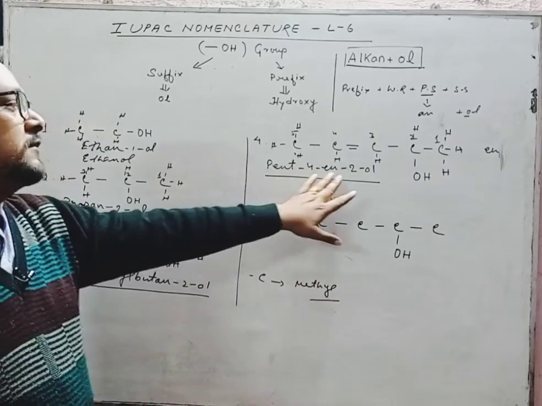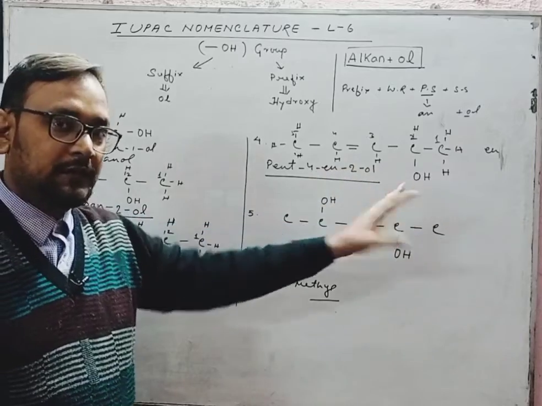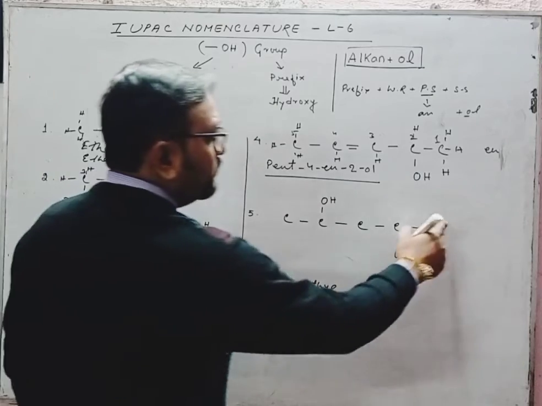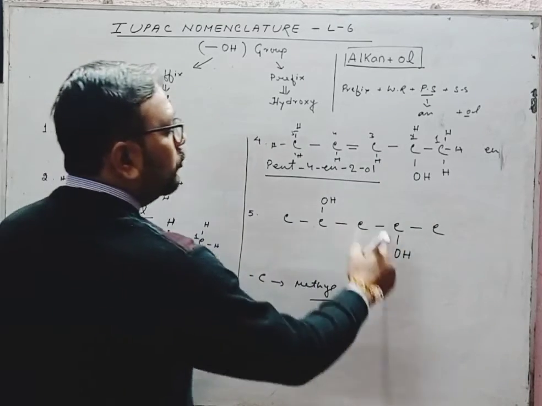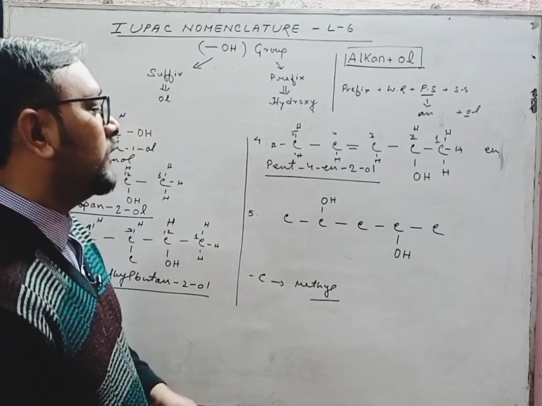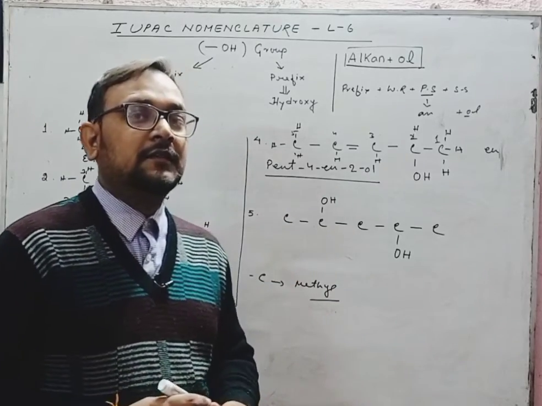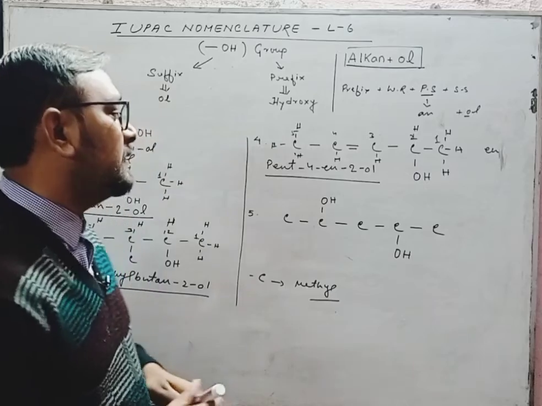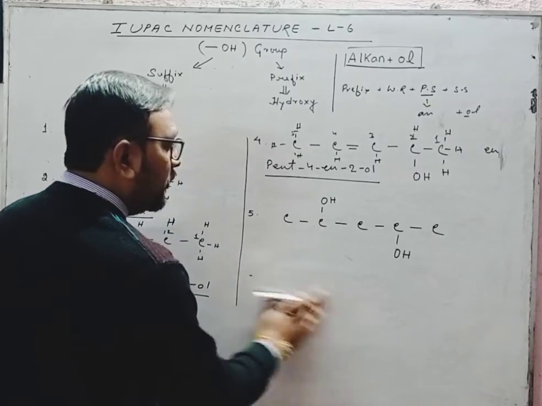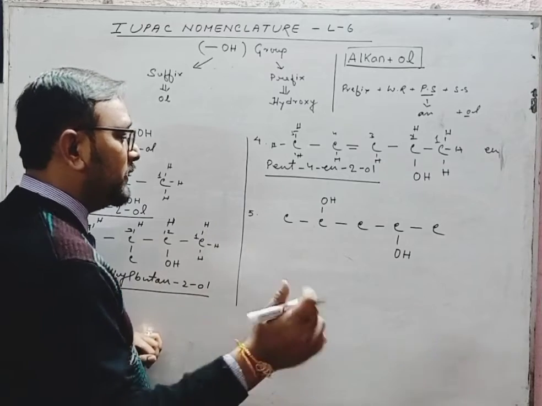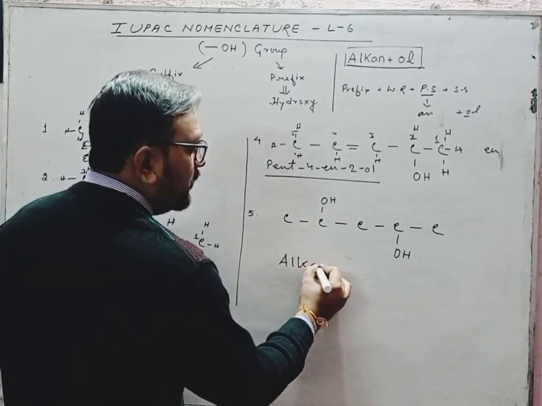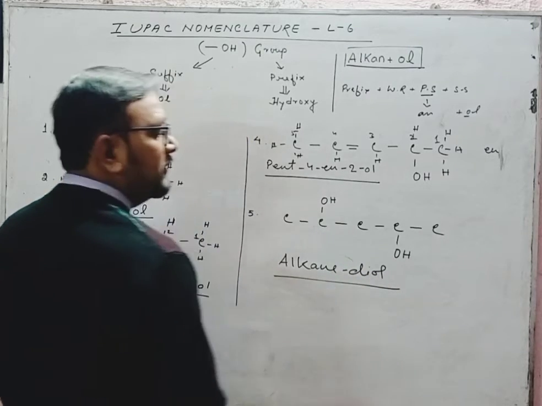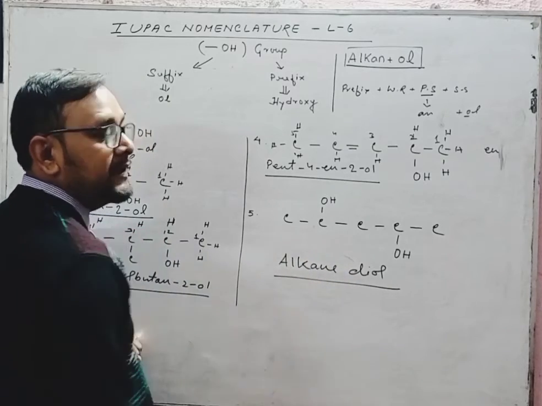Now let us discuss this last pattern. Here you can see the format en-ol; it is coming as en-ol, but I have dropped the e. Now in this case you are getting 2 OH groups, so you have to be very careful. If more than one OH is given, then we will not follow this format alkan-ol. Instead, very important if you are in class 11, 12, we will write it in the form alkane diol.